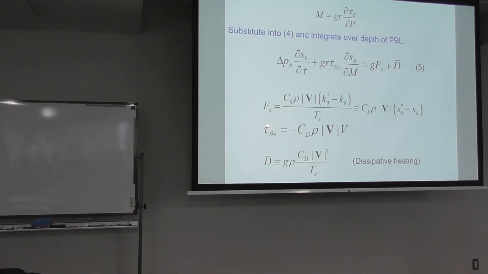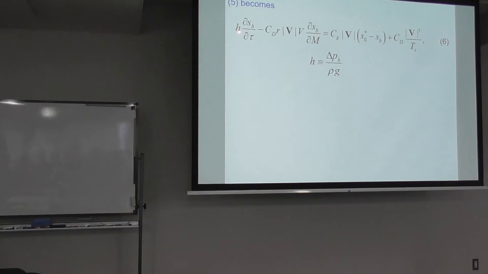The surface torque is just the drag coefficient times the wind speed at the surface times the azimuthal velocity. And then the dissipated heating, once again, is going to go as the cube of the surface wind speed. Then we use all of those in this equation. And the result is this, okay? So this is the depth integrated entropy equation.